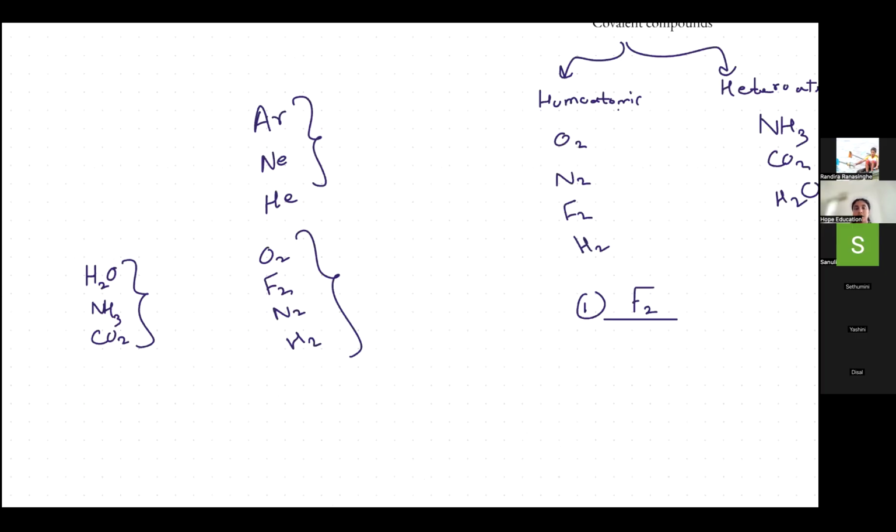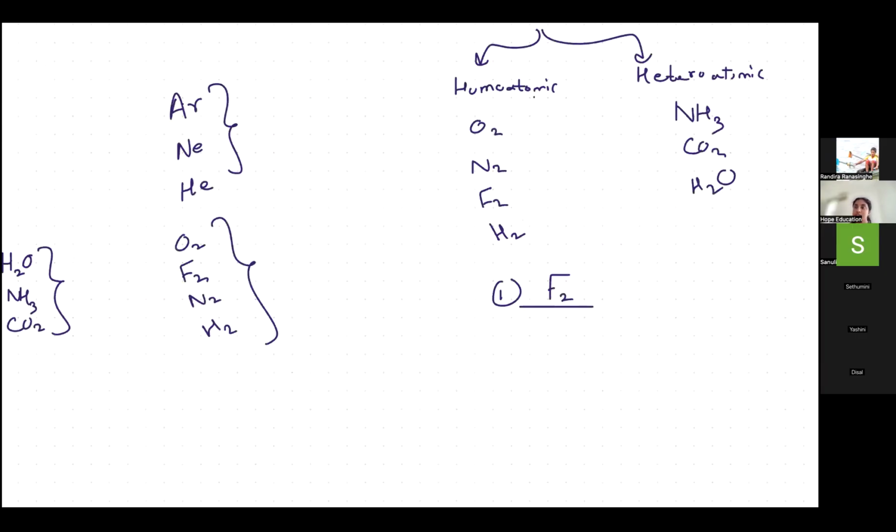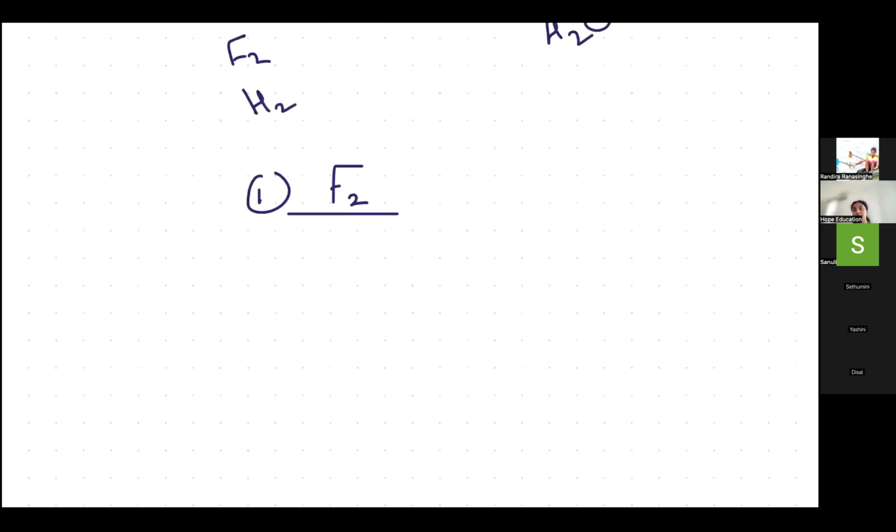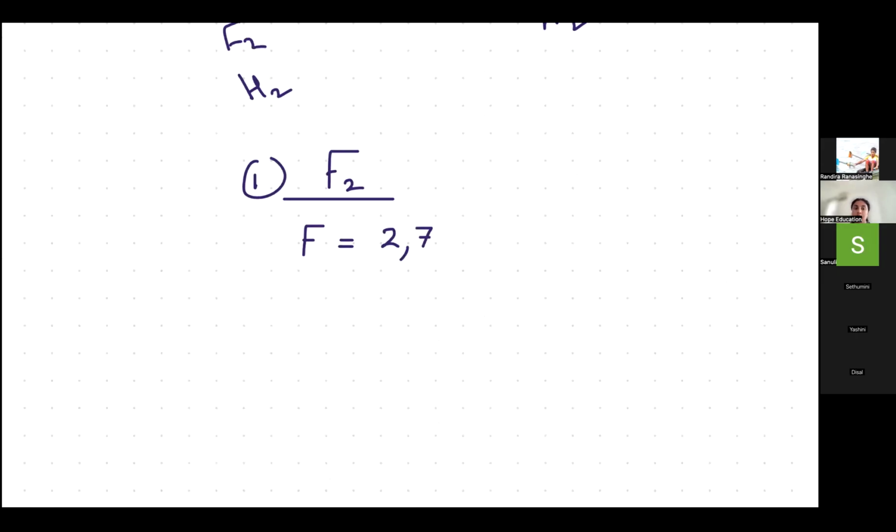Okay. So coming to the Lewis diagrams, now take fluorine, F2, right? First, what is the electronic configuration of fluorine? We know the electronic configuration of fluorine is 2,7. I don't care about the inner energy levels. I only care about the outermost energy level. There are 7 electrons here. That is what I care about.